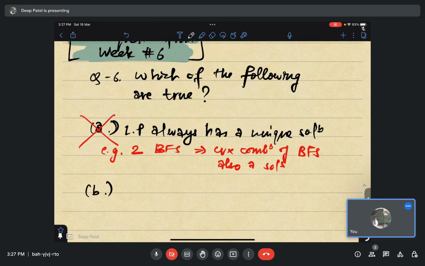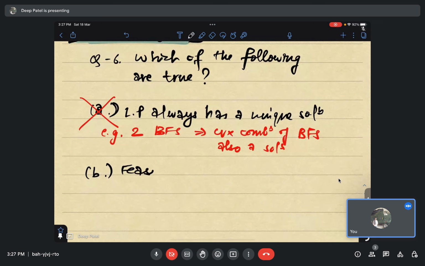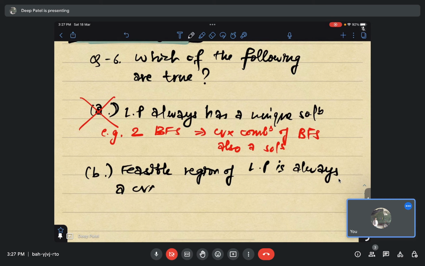Next option: the feasible region of an LP is always a convex set. What about this? This is true, right?